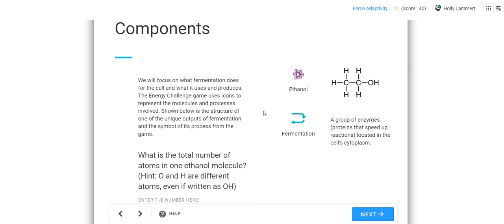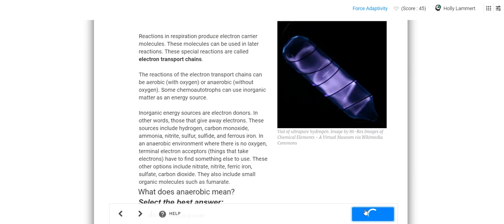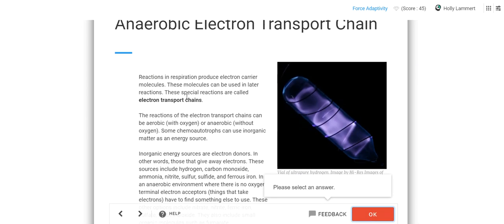We'll focus on what fermentation does in the cell and what it produces. Here we go. What is the total number of atoms in one ethanol molecule? So let's count it up. 1, 2, 3, 4, 5, 6, 7, 8, 9. Oops. I'm going to lose a point for that. That's goofy.